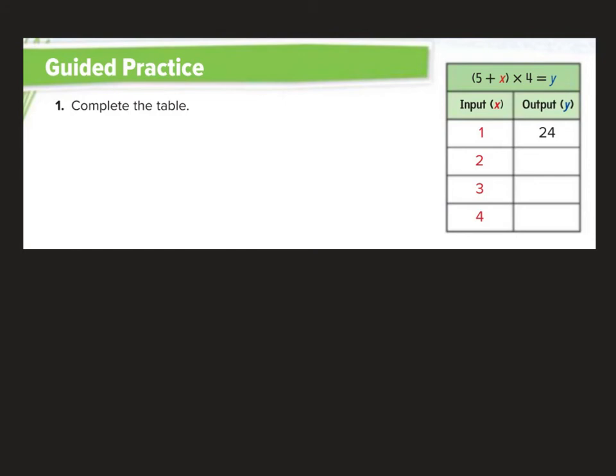Okay, so here we have to complete the table, which just means fill in our outputs. So let's write down our equation. 5 plus x times 4 equals y. Now notice, I will start talking about this. I don't know why they haven't started talking about this yet. This looks like an x and this looks like an x, right? So when we get into more complicated math, and we should start this now, we don't use the x for multiplying anymore.